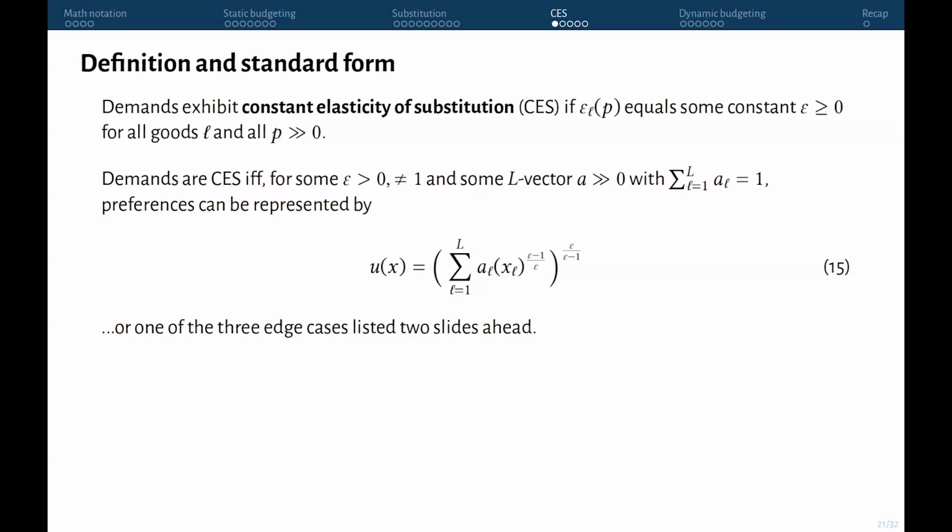It turns out that your demands are going to be CES precisely if, for some elasticity epsilon, which is going to stand for the elasticity of substitution, which is positive and not equal to 1, and some vector of weights, one for each of the goods you have, strictly positive and adding up to 1, the preferences can be represented like this.